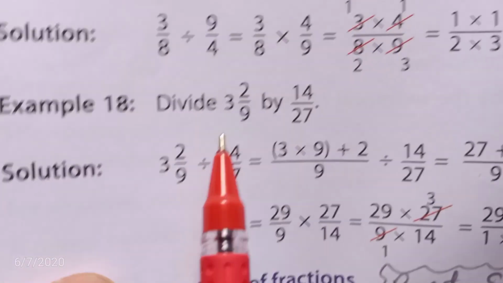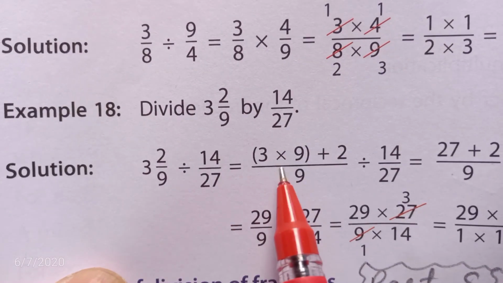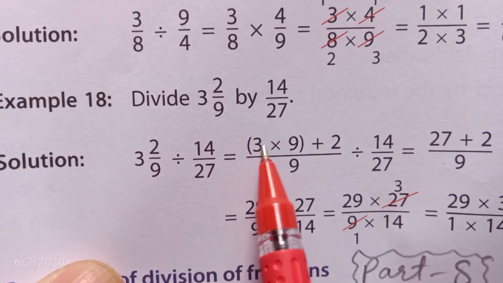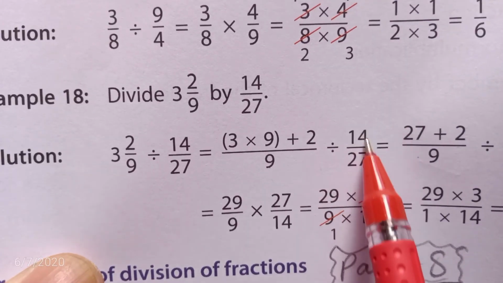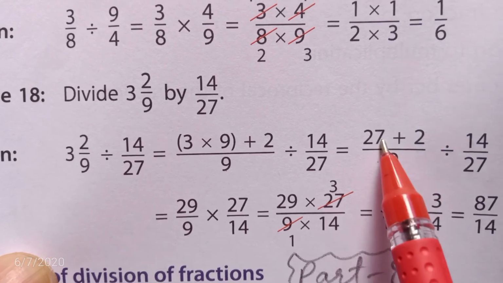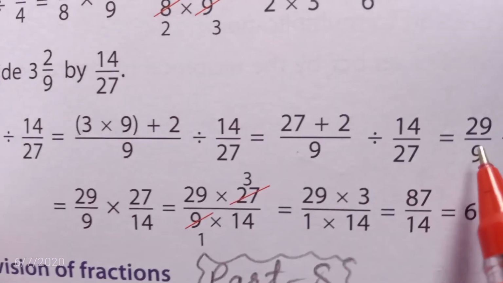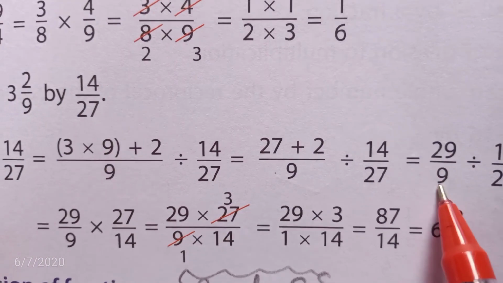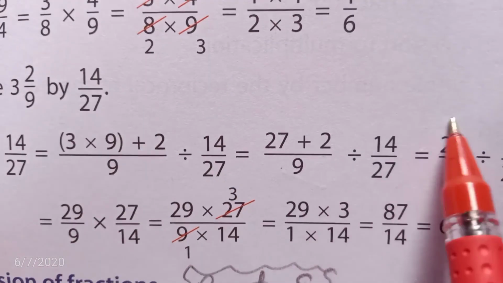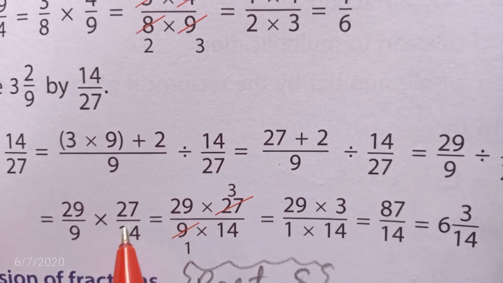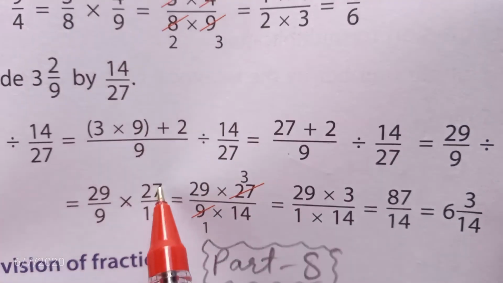You can see the next example, 3 whole 2 by 9 divided by 14 by 27. So first you have to convert the mixed fraction into an improper fraction. 3 into 9 plus 2 by 9 divided by 14 by 27 equals 27 plus 2 by 9 divided by 14 by 27. Now 29 by 9 divided by 14 by 27 equals 29 by 9. The first number we keep as it is, students, and division changes to multiplication, and the reciprocal of 14 by 27 is 27 by 14.